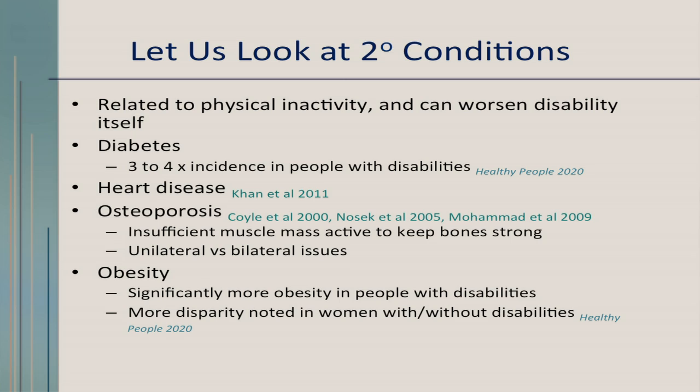There's a 3 to 4 times incidence of diabetes in people with disabilities than in the general population. There's an increased amount of heart disease in people with disabilities, and part of this has to do with, again, the physical inactivity as well as having weak or paralyzed muscles and less muscles to help return blood to the heart and less cardiac output.